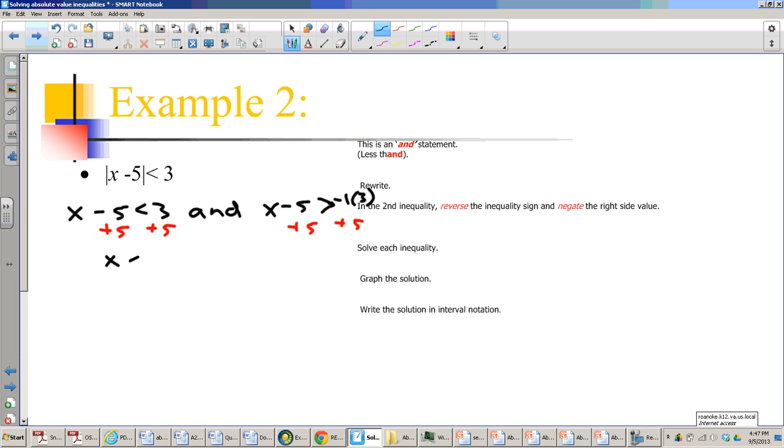We have x less than 8 and x greater than 2. Let's graph this. Normal ands do what? They go towards each other. Let's see if this one goes towards each other.